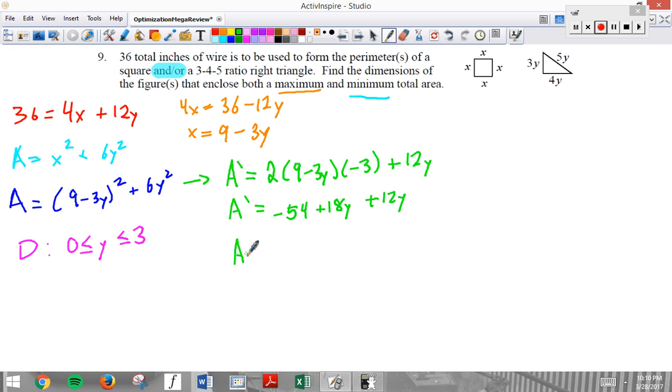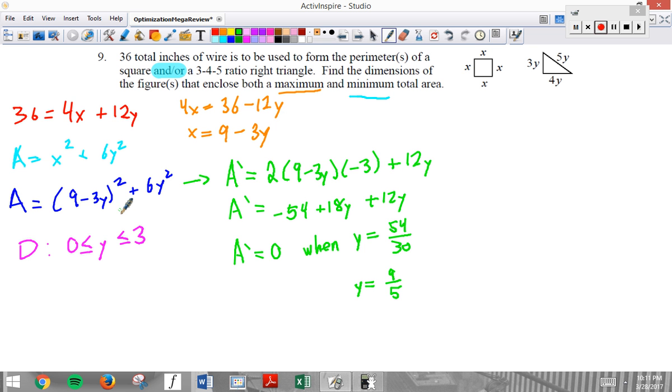So A prime equals 0 when... Did you guys get this? Are you seeing what I'm seeing? 54 over 30? Okay. They're both divisible by 6. 9 over 5. Okay. Gonna trust these numbers? Well, I'm not trusting them really. I'm checking again. But I'm pretty sure that's right. That's right.